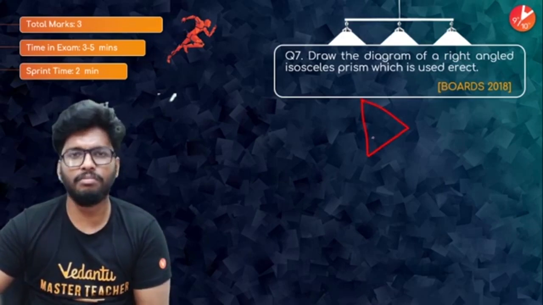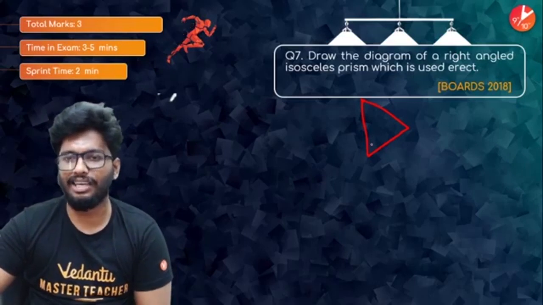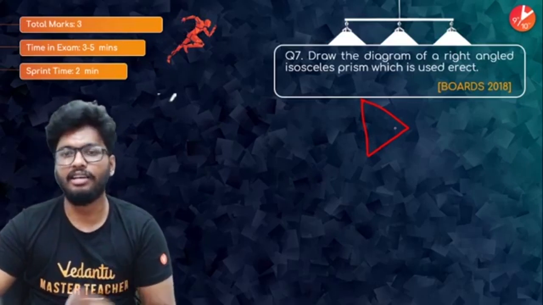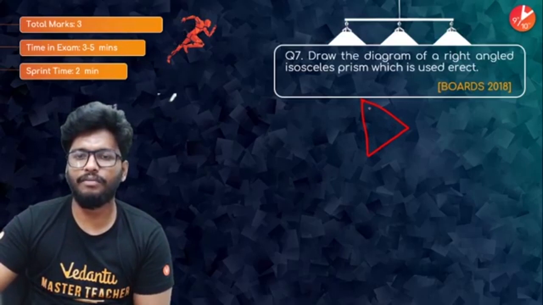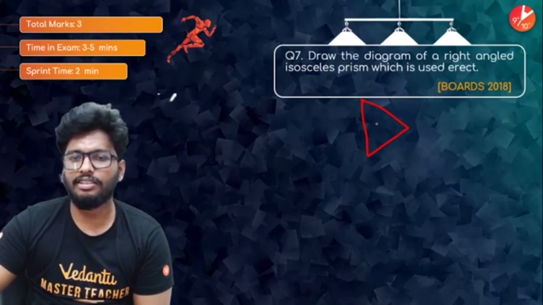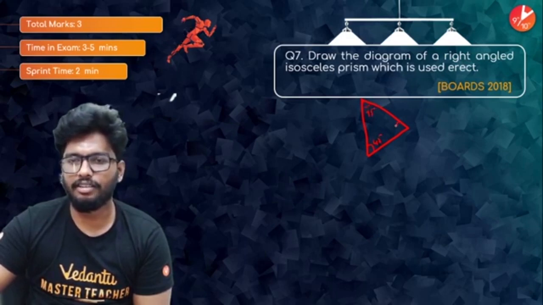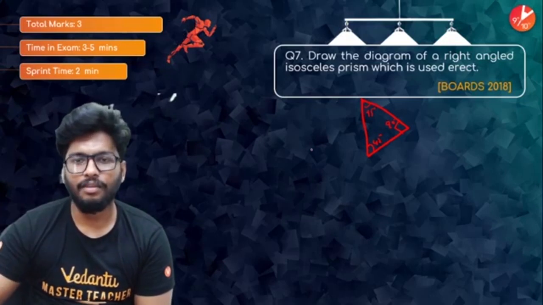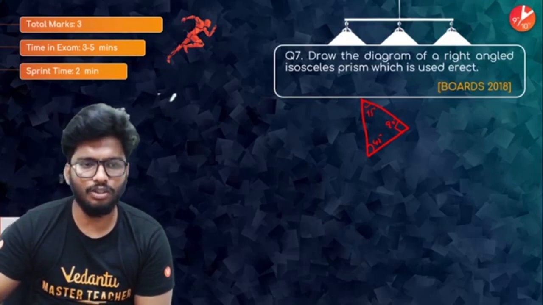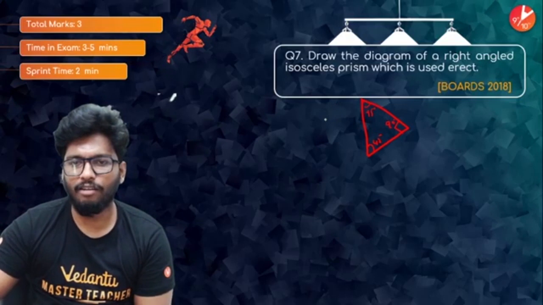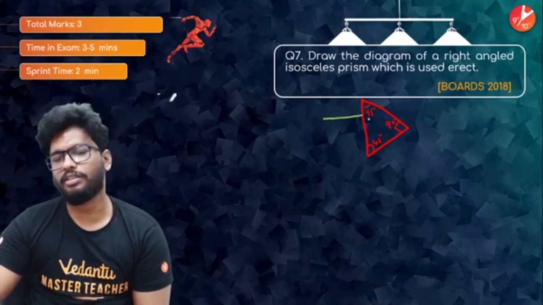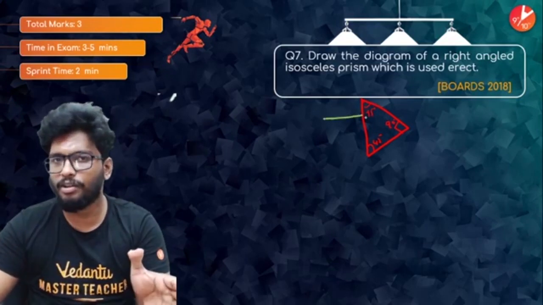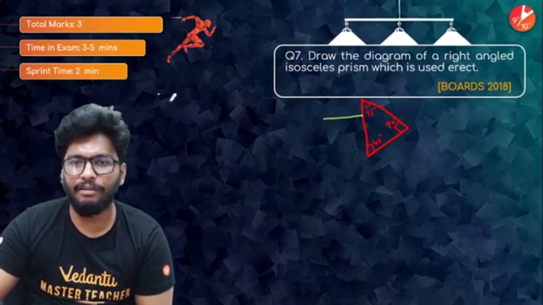An isosceles prism has 2 angles equal, and one angle is at 90 degrees. So here this is 45 degrees, this is also 45 degrees, and this here is 90 degrees. Alright, now listen carefully. One ray of light, let me show it with a different color, comes in incident exactly normal to the surface. When it's incident normal to the surface, what will happen? It will pass through undeviated.